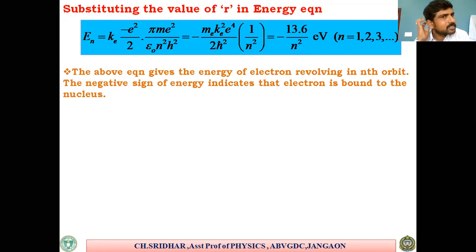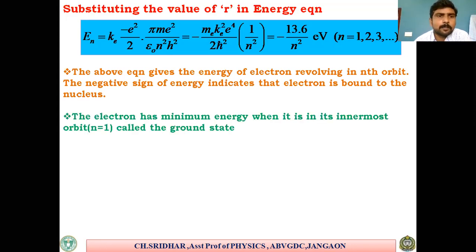So the sign which is appearing in the energy equation is negative. The above equation gives the energy of the electron revolving in the nth orbit, and the negative sign of the energy indicates that the electron is bound to the nucleus. So whenever the energy is negative, it means boundedness. So the negative sign in the energy shows the boundedness of the particle. So as the energy expression consists of a negative sign, that indicates the electron is bound to the nucleus.